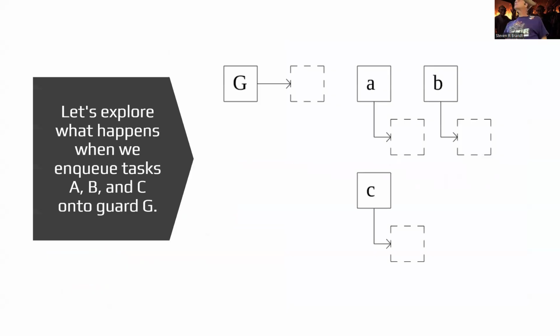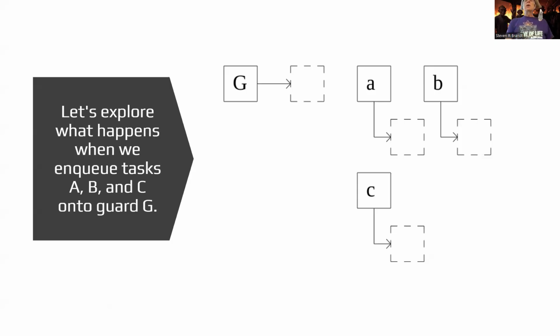So how does it work? All right. So in this picture, the capital G stands for a guard, and it's got a pointer to an atomic reference that it uses. And we've got three tasks here that we want to run, A, B, and C. And each of them have an atomic reference to a next task. But initially, all of these atomic references are null, right?